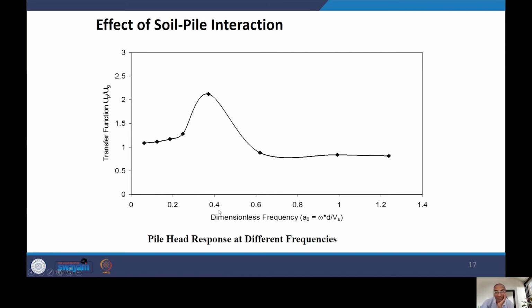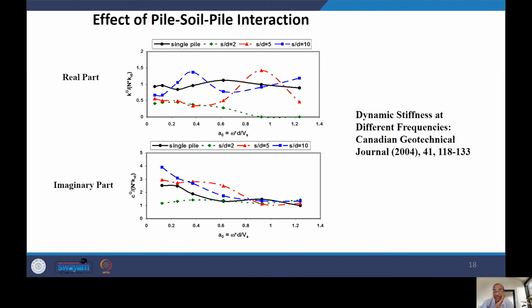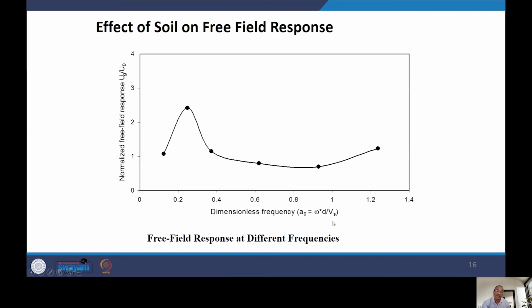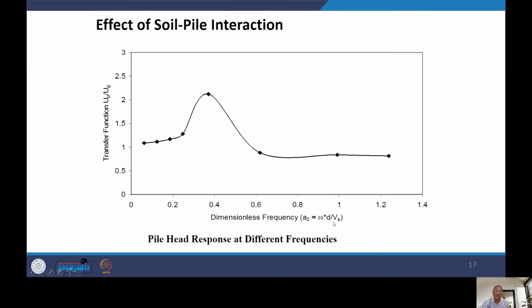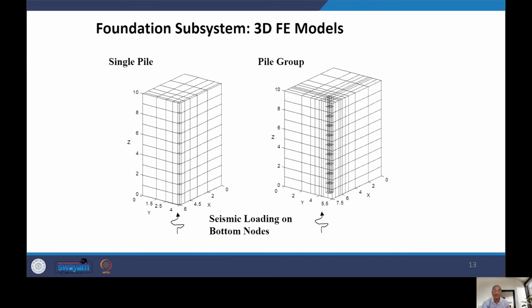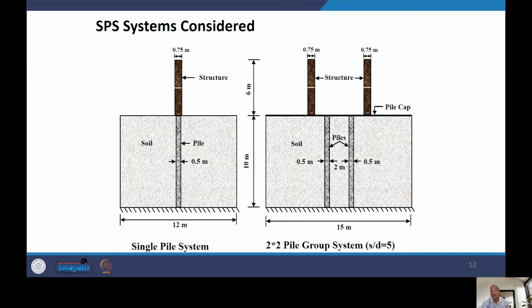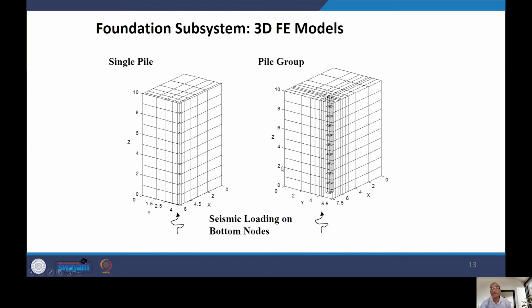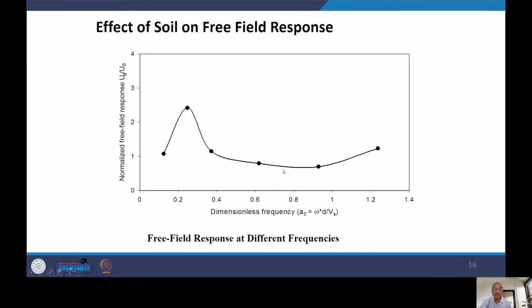But if you have the pile group, in that case the things are a little complicated. In this case, a 2x2 pile group has been considered. That means you have 4 piles, a 2 by 2 pile group, and we have modeled it using what is called a quarter model. So continue with this.